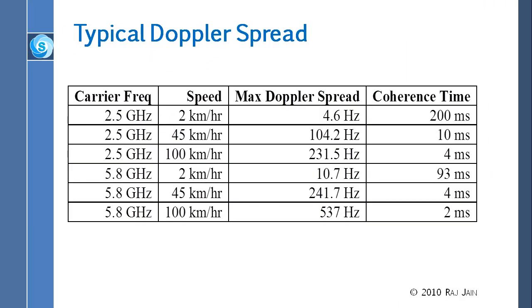So here is a typical Doppler spread. If you are working in the 2.45 gigahertz band and you are moving at 2 kilometers per hour, the Doppler spread is 4.6 hertz, and so on. For each frequency, generally, you get a Doppler spread, and one upon that is called the coherence time. So coherence time is simply one upon this spread. The spread is 4.6 hertz. One upon 4.6 is about 0.2 seconds, so 200 milliseconds. One upon 100 is 0.01, so that is 10 milliseconds, and so on. So one upon this is the coherence time, simply 1 upon FD, one upon the Doppler spread.